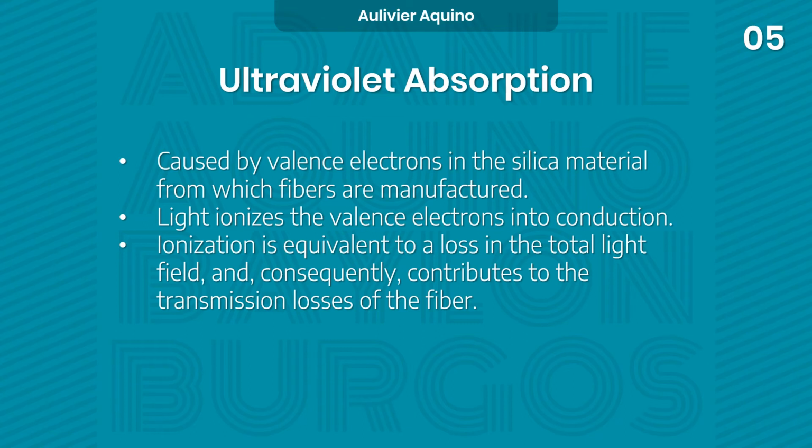Ultraviolet absorption is caused by valence electrons in the silica material, from which fibers are manufactured. Light ionizes the valence electrons into conduction. Ionization is equivalent to a loss in the total light field and, consequently, contributes to the transmission losses of the fiber.